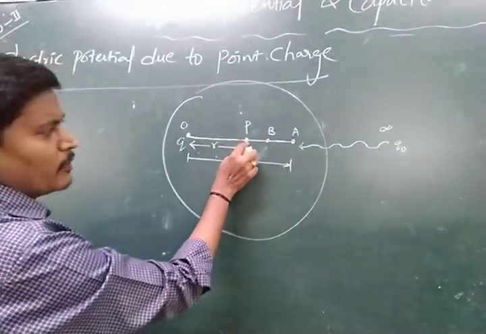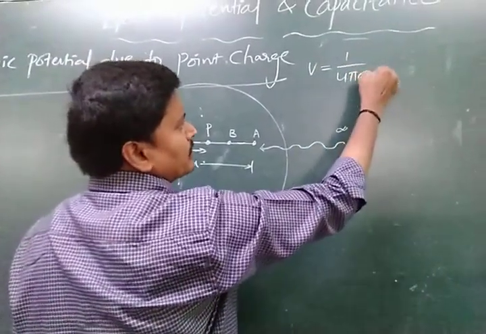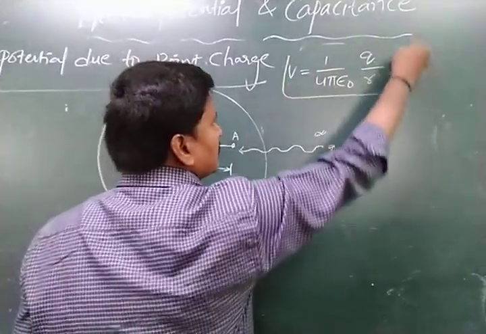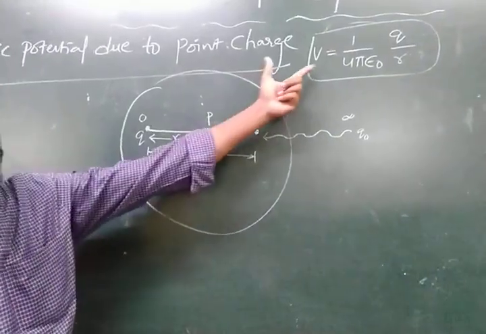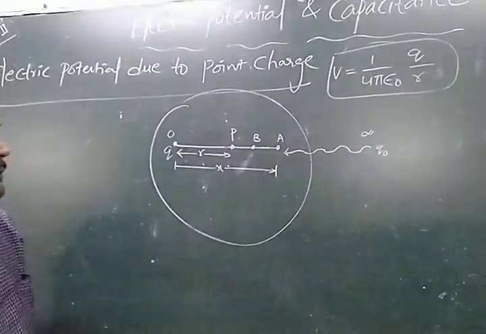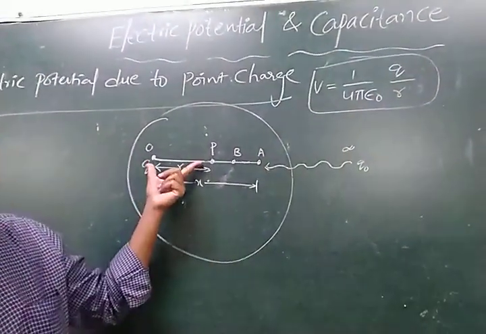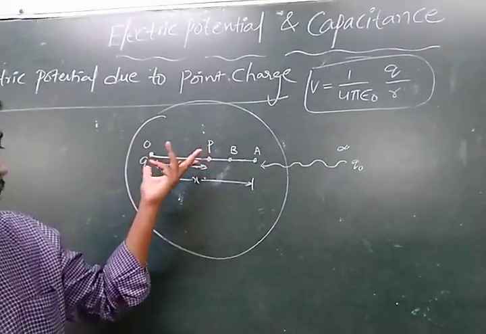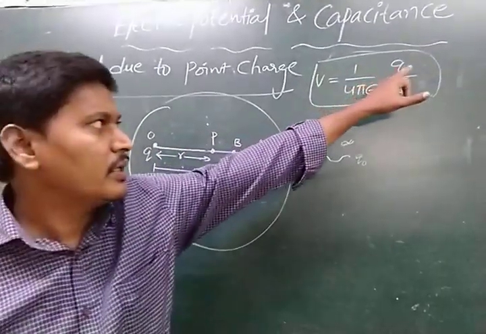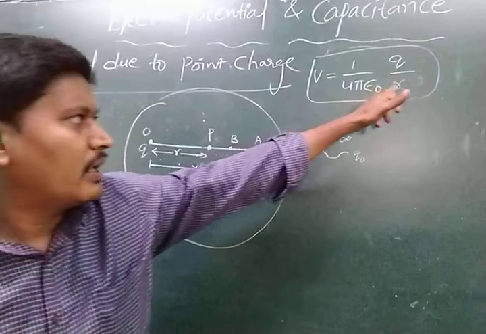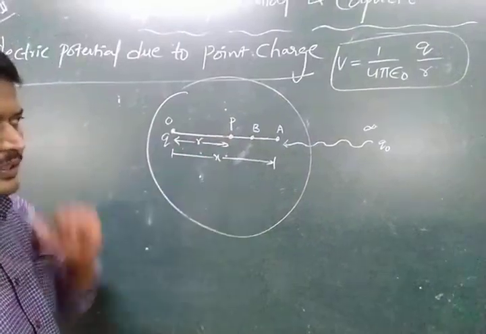Then the potential at this point P, that is V, is equal to 1 by 4 pi epsilon naught Q by R. This is the potential. So we are going to show this equation. V is equal to 1 by 4 pi epsilon naught into Q by R. Epsilon naught is the permittivity of free space. For air, the permittivity value you know, 8.85 times 10 to the power of minus 12 coulomb square per Newton meter square. Q is the charge at this point and R is the distance. So V is the potential at this point.